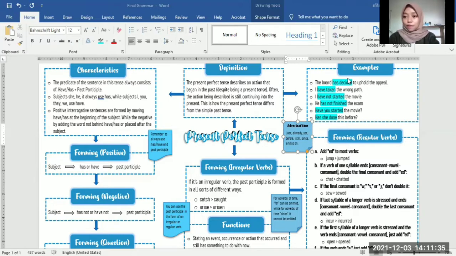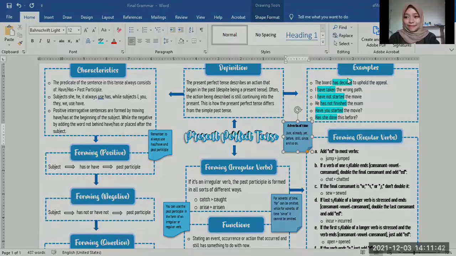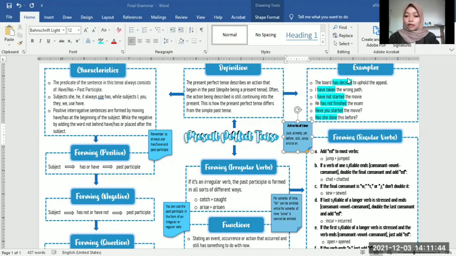In this video, I would like to explain about the present perfect tense. Okay, let's get started. So, what is the present perfect tense? The present perfect tense describes an action that began in the past, despite being a present tense. Often, the action being described is still continuing into the present. This is how the present perfect tense differs from the simple past tense.